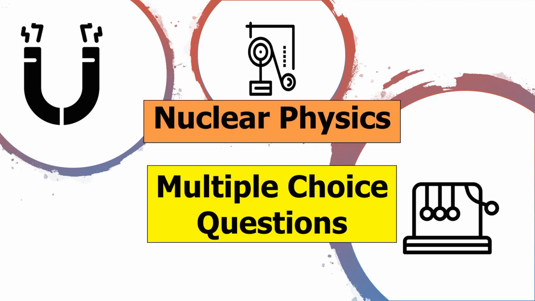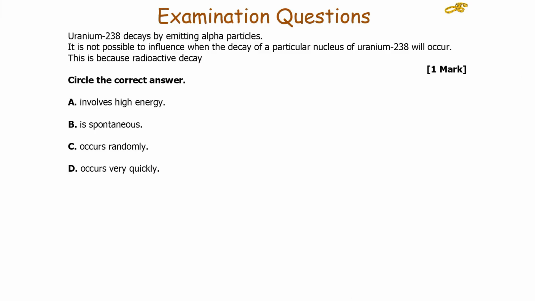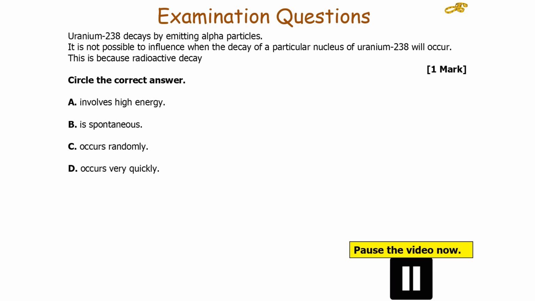So let's have a go at a few multiple choice questions first. So uranium-238 decays by emitting alpha particles. It's not possible to influence when the decay of a particular nucleus of uranium-238 will occur. This is because radioactive decay is what? So pause the video now, then unpause the video when you want to go through your answer.